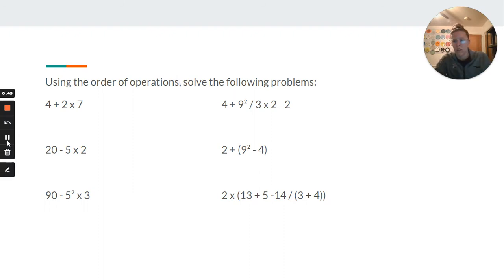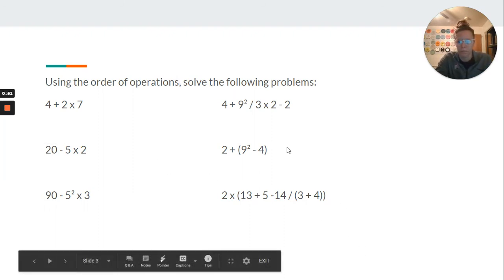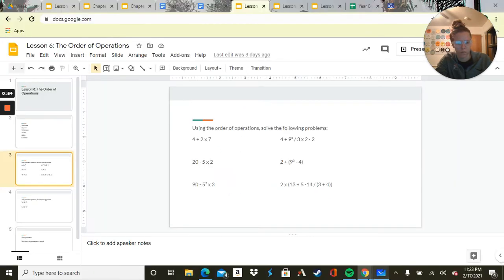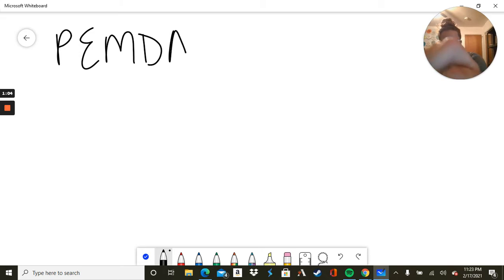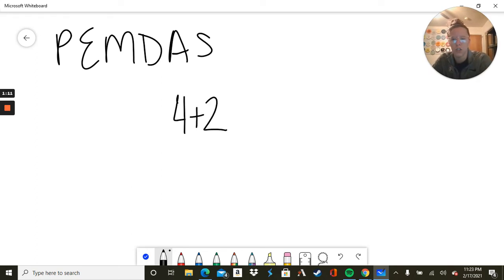Okay? All right, so what we're going to do is we're going to go to a whiteboard. Okay, so first I'm going to write the PEMDAS that we have. P-E-M-D-A-S. Okay, so our first problem is going to be 4 plus 2 times 7. Now we only have multiplication and addition, so you always go starting with parentheses and obviously skipping what you don't have. So first we come up with multiplication.